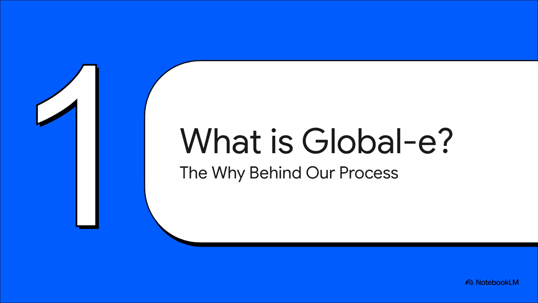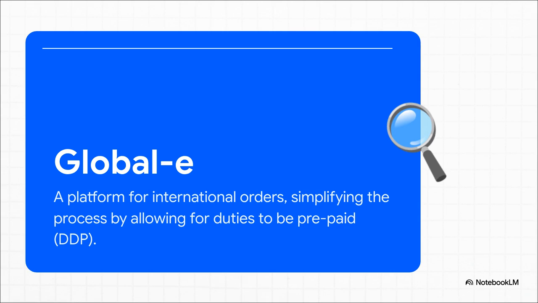Section 1. What is Global E? Understanding the why behind what we do is always the best place to start. It makes the how so much easier. In a nutshell, Global E is our partner platform that's built to make international shipping, well, simple.